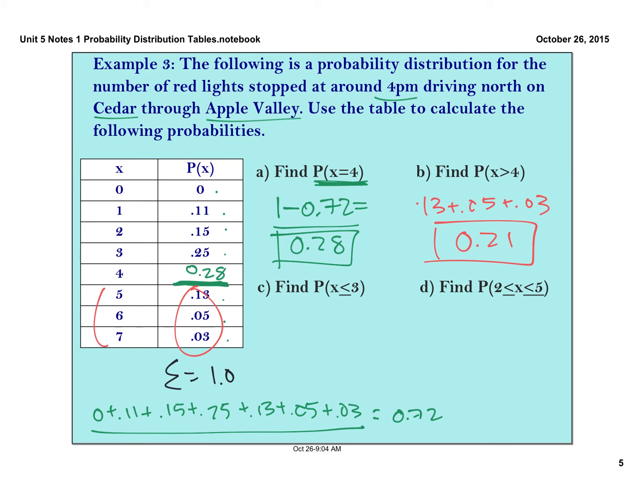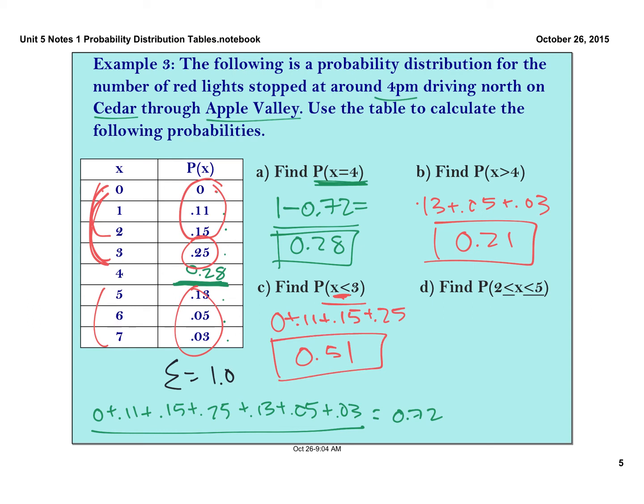And then x is less than or equal to 3. Notice that at 4 p.m. your probability of stopping at 0 stoplights is 0. Like, you're going to stop at a stoplight. So 4 p.m., obviously a very busy time going through Apple Valley. So x is less than or equal to 3 means that I want the 2, the 1, and the 0. So I'm looking at those 3, 0 plus 0.11 plus 0.15. Oh, sorry, this is inclusive. My bad, fix that. Include the 0.25. I missed the equal to sign at first. So that's inclusive, so I want the 3. This is 40, 51. So 0.51 is my probability there.